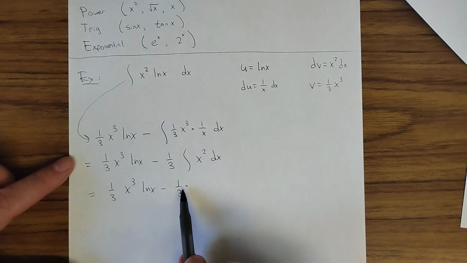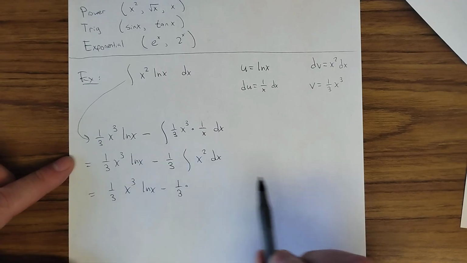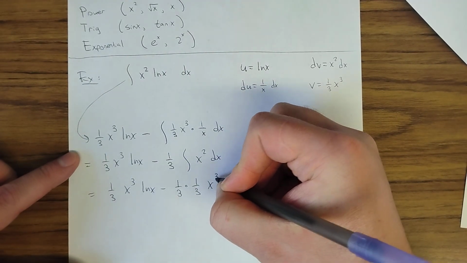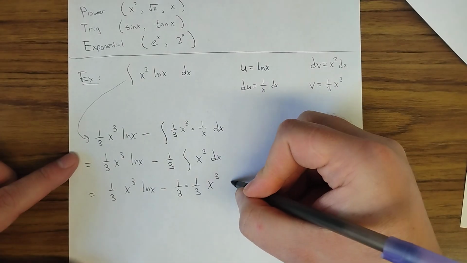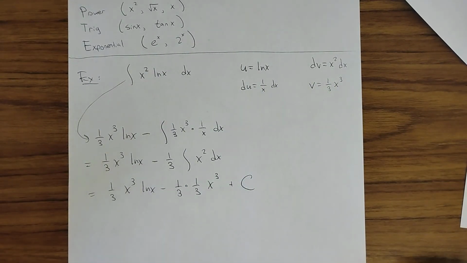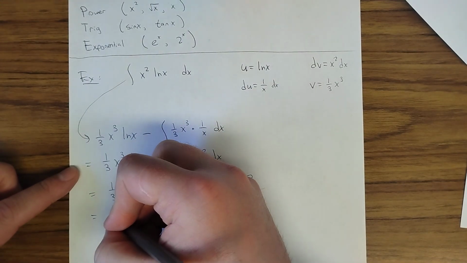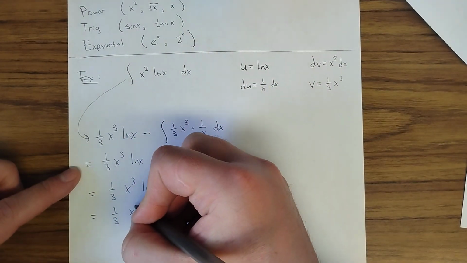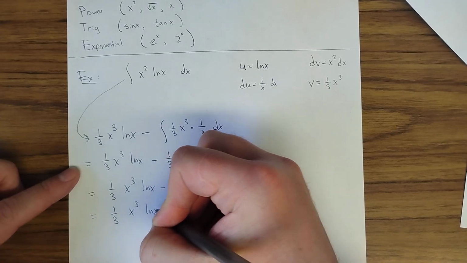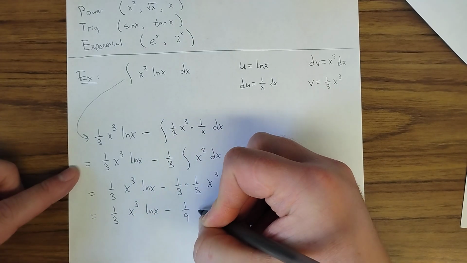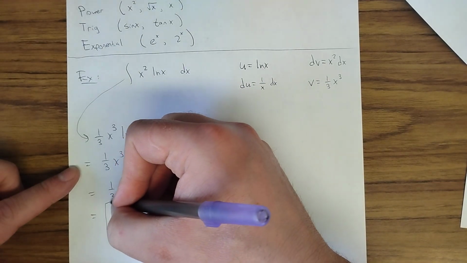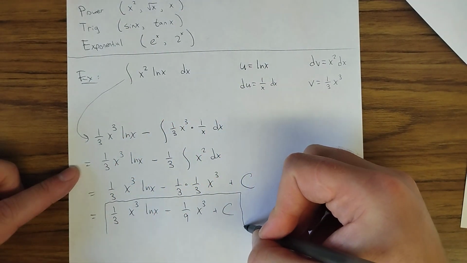So I've got this 1/3 that was already there. When I integrate x squared, that's going to introduce a new 1/3, and then x cubed. And now I've done all my integrals, so now is the time to start writing plus c. And I can simplify. I'm just going to do 1/3 times 1/3. That's all I'm going to do. And that's all there is.